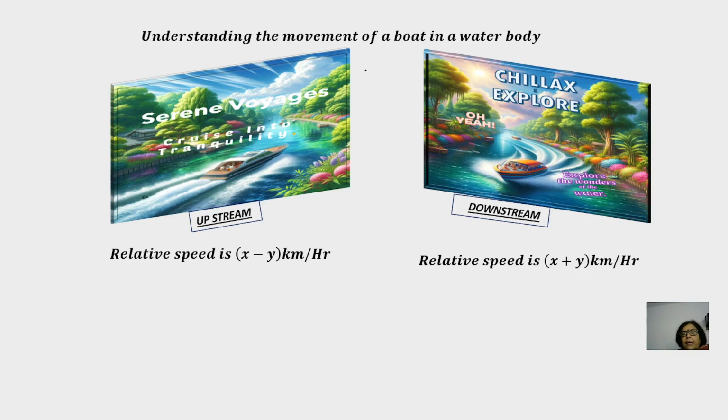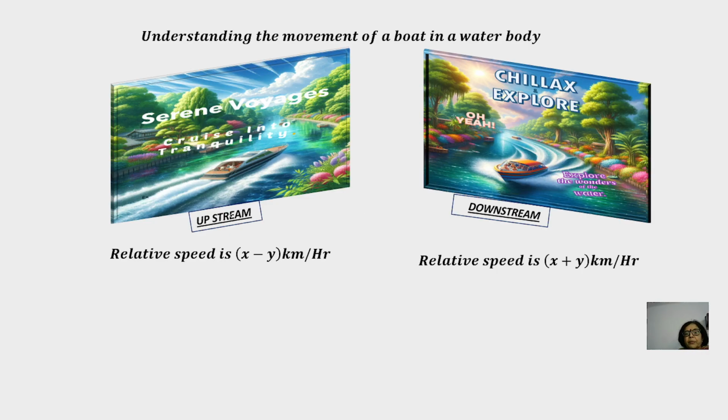Moving on to the next type of question, we have here objects moving in water. Like for example, a boat is moving in water. We have here two different cases that are arising, upstream and downstream. Now what is the meaning of upstream? When the boat, or the object moving in water, is going against the flow of water, that is called upstream. And when it goes with the flow of the water, it is called downstream.